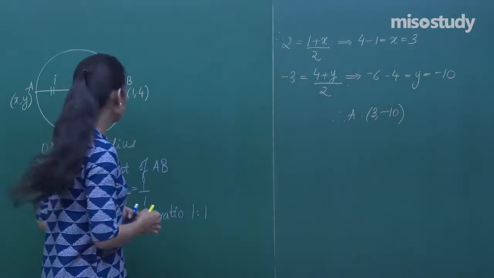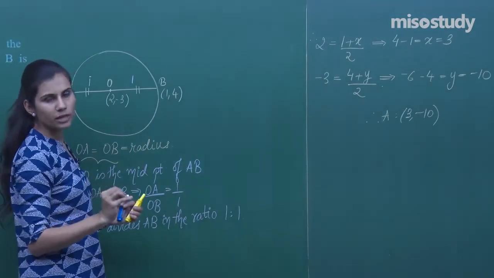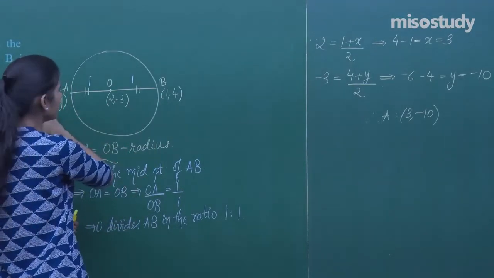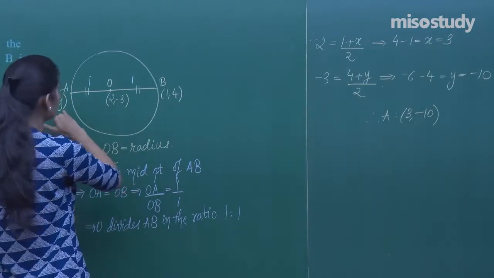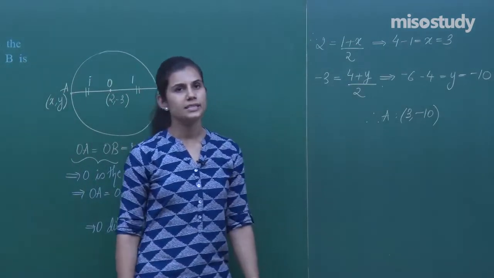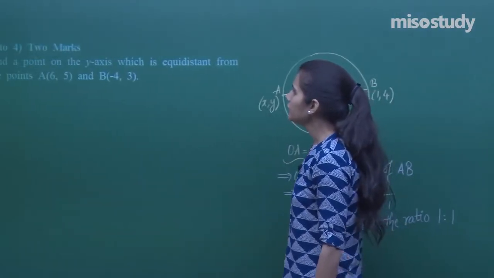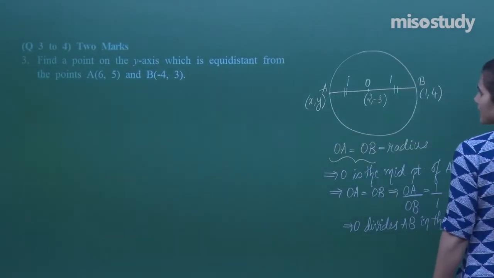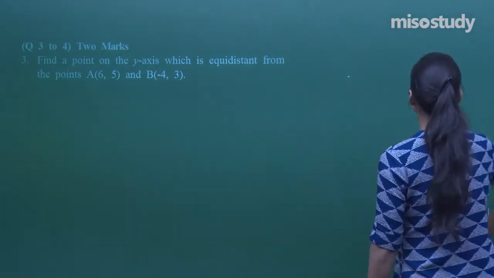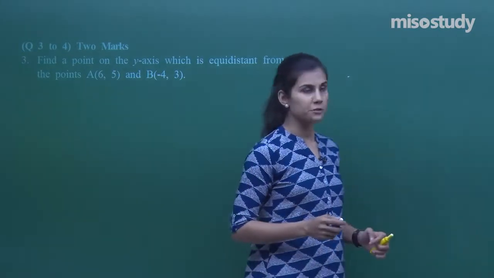So therefore A has coordinates 3, minus 10. Is it clear? The moment you know O is the midpoint of AB, just use the midpoint formula corresponding to the section formula. You will get 2 is equal to 1 plus x divided by 2, minus 3 is equal to 4 plus y divided by 2. Solve that and you get the value of x and y, hence the coordinates of point A. Next you have, find a point on the y-axis which is equidistant from A and B. Okay, so there is a point on the y-axis which is equidistant from A and B.